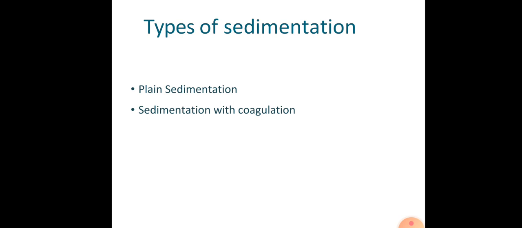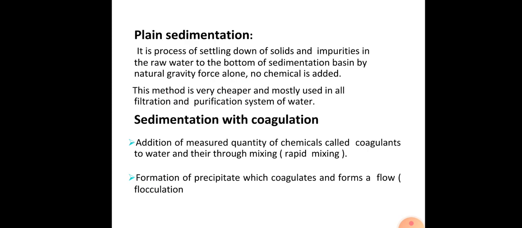Now coming to the types of sedimentation. Sedimentation can be either plain sedimentation or sedimentation with coagulation. Plain sedimentation is a process wherein the water is allowed to rest, or is placed in the sedimentation tank, and the particles are allowed to settle due to natural gravity force alone. So we are not adding any external chemical in this case. Only due to gravity, the settleable particles will settle towards the bottom of the tank. This method is comparatively cheaper, and it is widely used in most of the treatment plants.